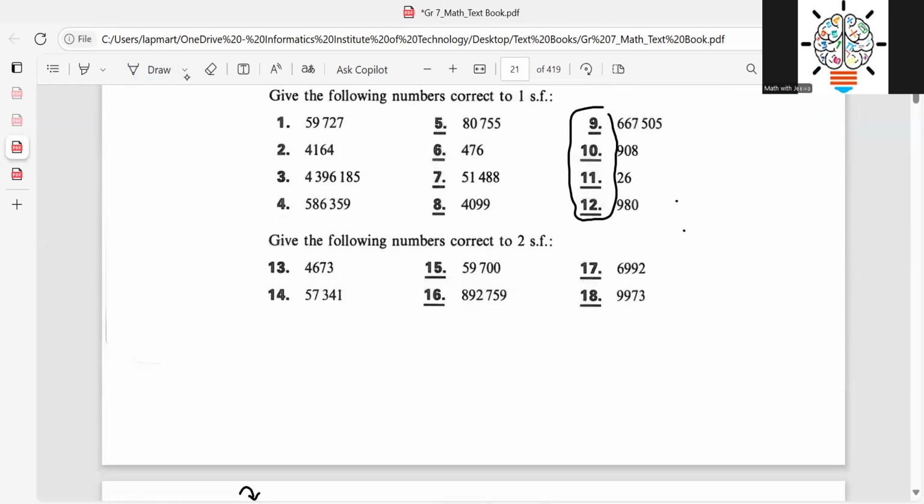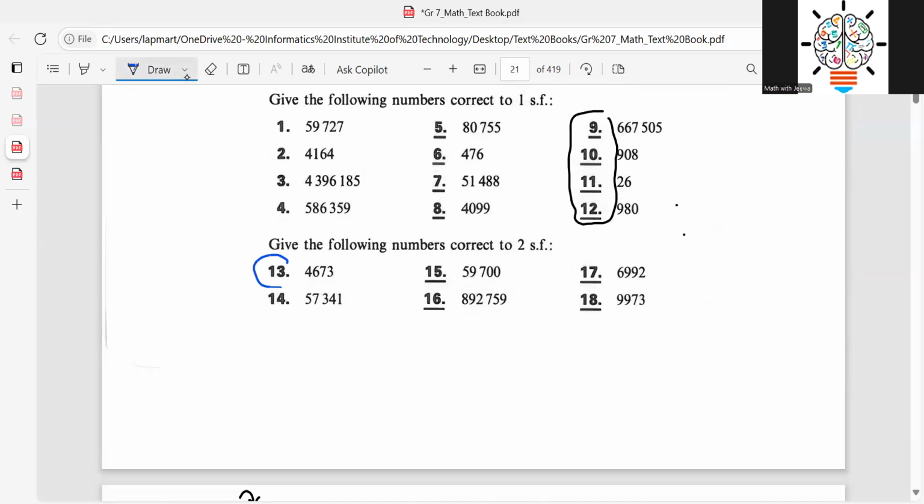Let's say I'll do another example, this one, right? Give the following number correct to two significant figures, 4,673. This is the second significant figure. I look at the next number. I want to add one because it is more than 5. 4,700 and the rest of the digits will be 0. You can't just write it as 47. 4,673, when you correct to the second significant figure, becomes 4,700 and inside the bracket you write 2SF.